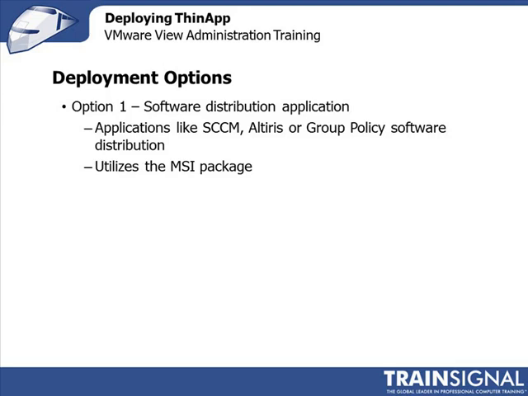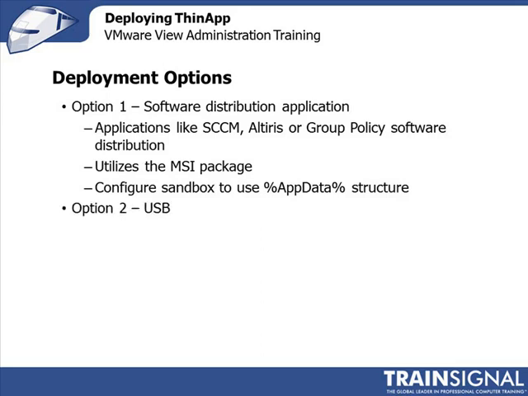local desktop. You will also want to configure the ThinApp sandbox to use the %appdata% structure. This will store it in the user's app data directory, which could be redirected out to the network. Second option is to use a USB distribution method.